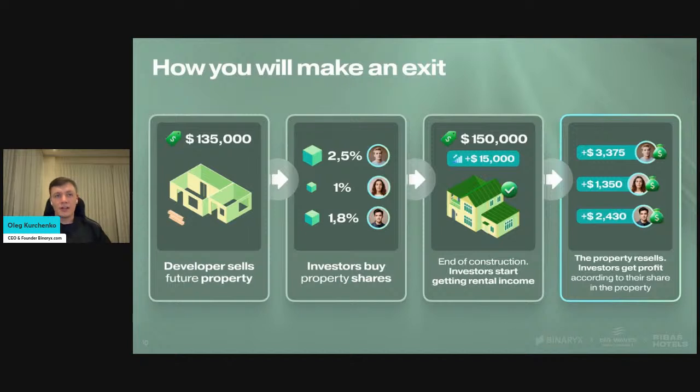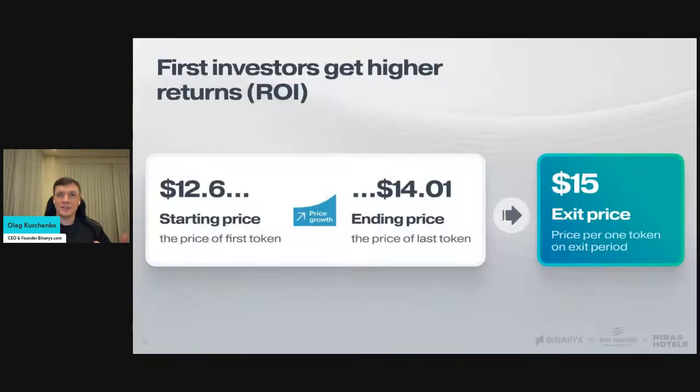So how does it work? For example, we have a property that costs $135,000 at the construction stage. Investors start collecting money into that property, and the property is constructed in stages. When the construction is finished, the property price automatically grows up to the market price. And this is the market price that we place on the platform, which will be your profitability when the property is sold. So it's quite simple.